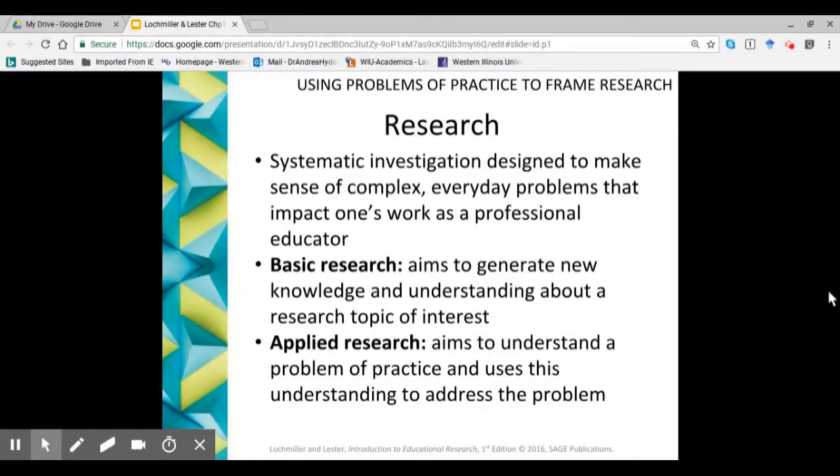So, to further define research, you can talk about basic research. Maybe this is lab research or clinical research. It's meant to generate new knowledge and understanding about a research topic of interest. And then applied research is always going to be to understand a particular problem related to something that you're working on. So in this case, applied research means that the aim is to understand a problem of practice and use the research to address the problem.